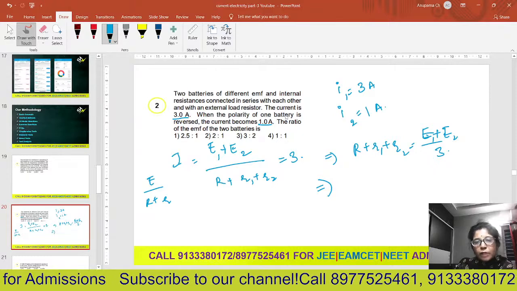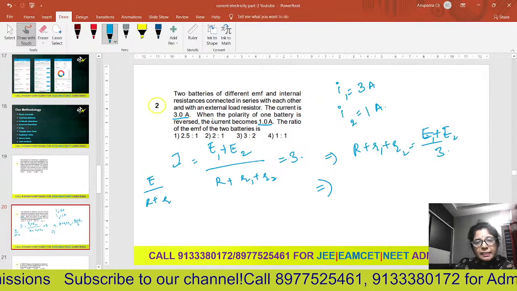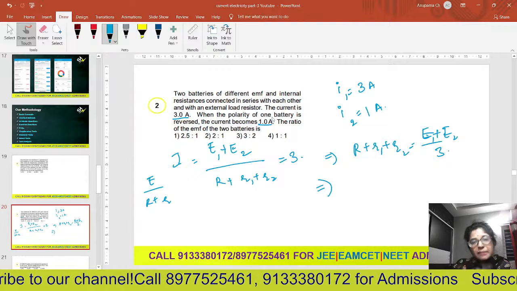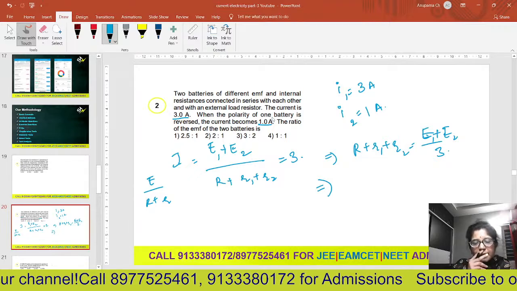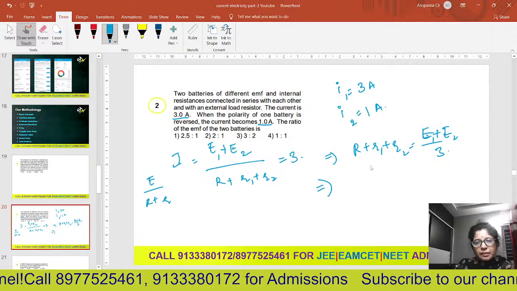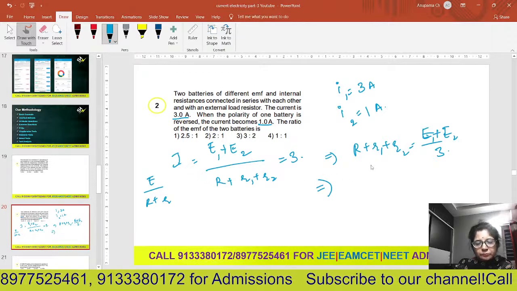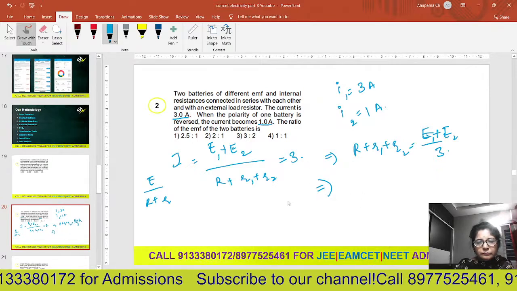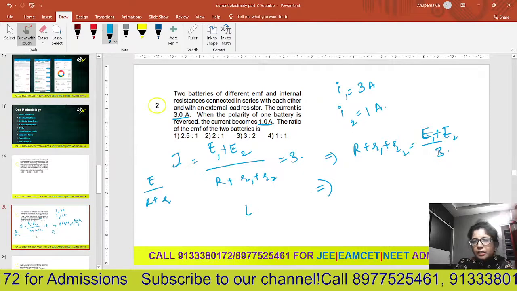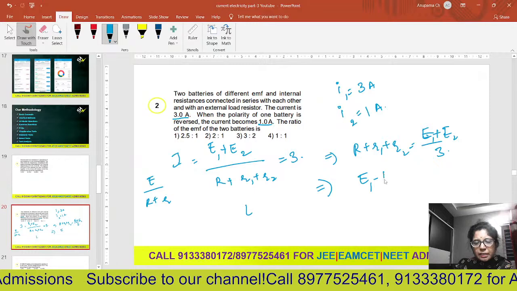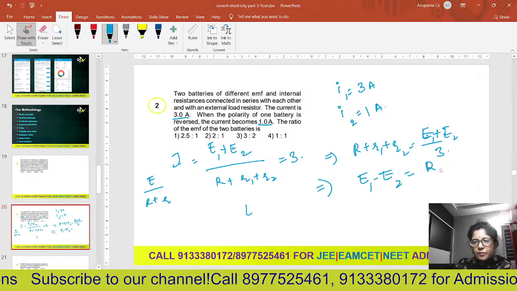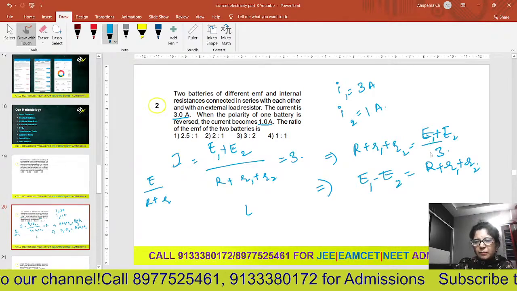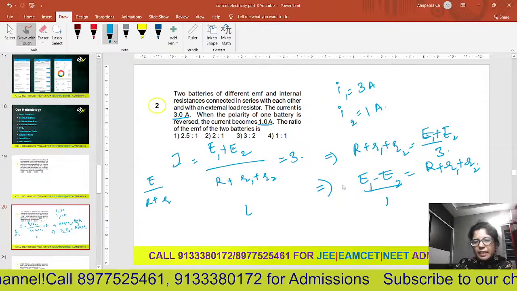Yes. So next, he is asking, the polarity of one battery is reversed. Actually there are two batteries, and the polarity of one battery is reversed and the current becomes 1 ampere. One battery is reversed. Okay, then we can write E1 minus E2, where E2 is reversed, is equal to R plus R1 plus R2. This is actually by 1, because you are getting 1 ampere.